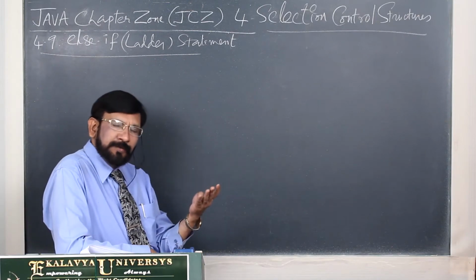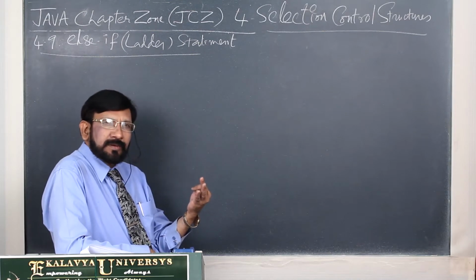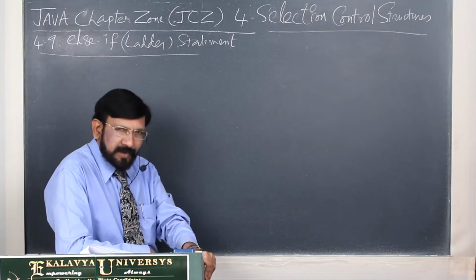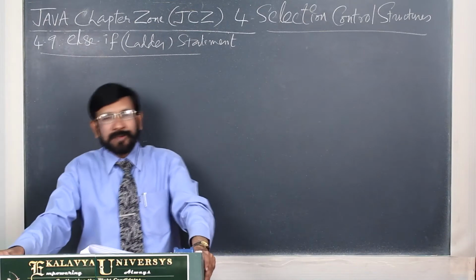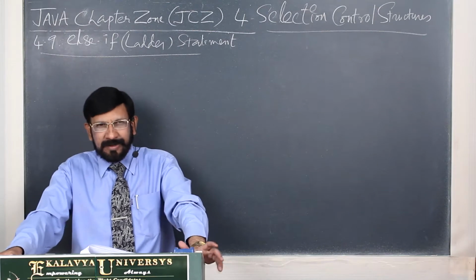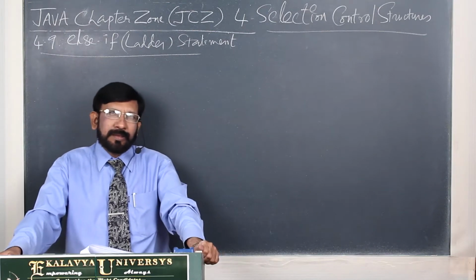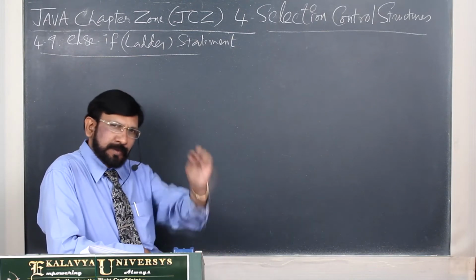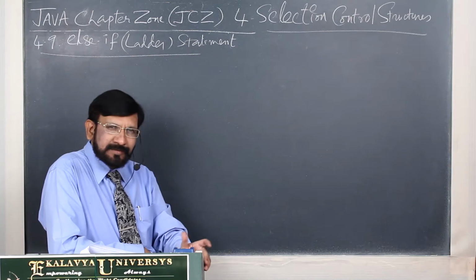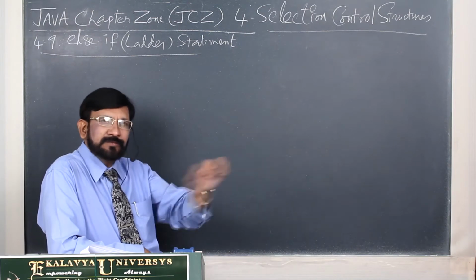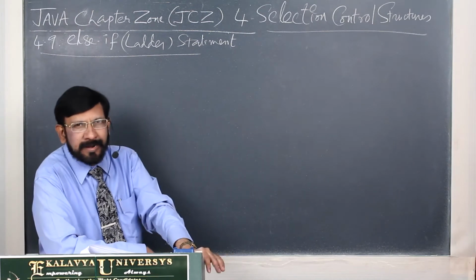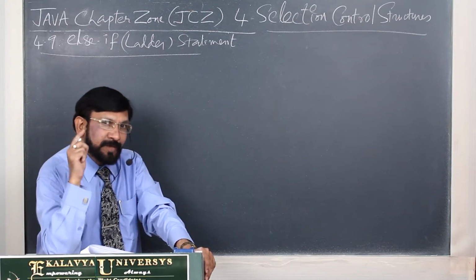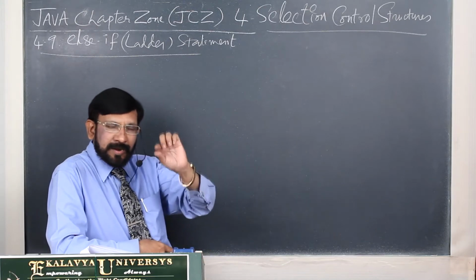The first one is simple if else, then nesting of if else. Now else if. This is also useful for multiple branching. Actually, with if else we are able to tell: if some condition is true, do something, else if the condition is false, do that. That only we are telling, but we are not able to attach a condition to else.